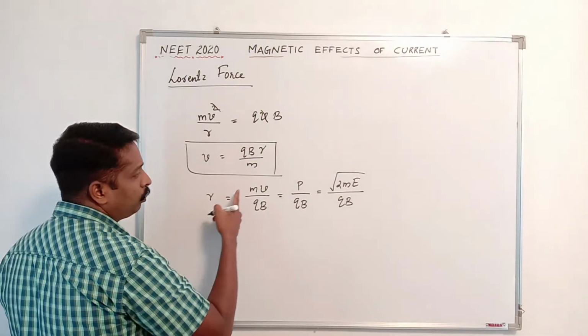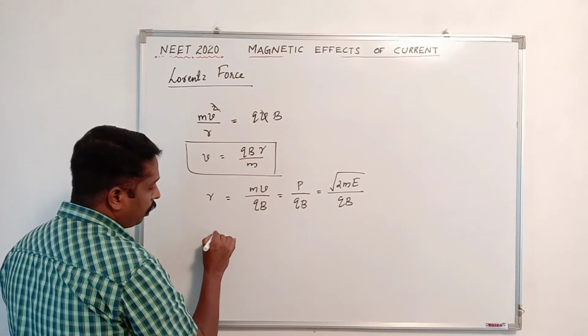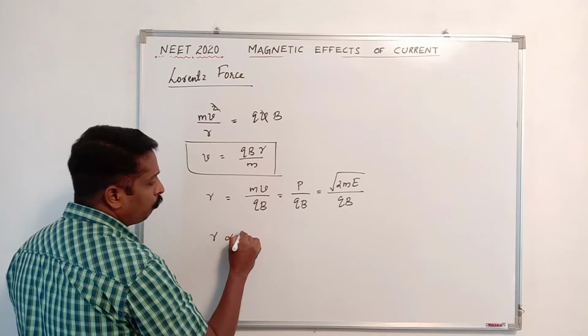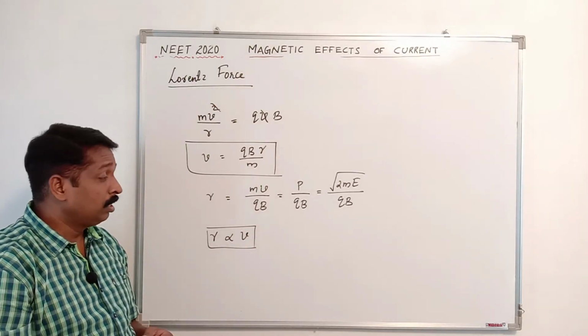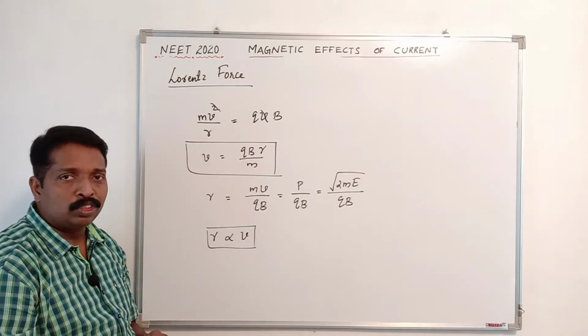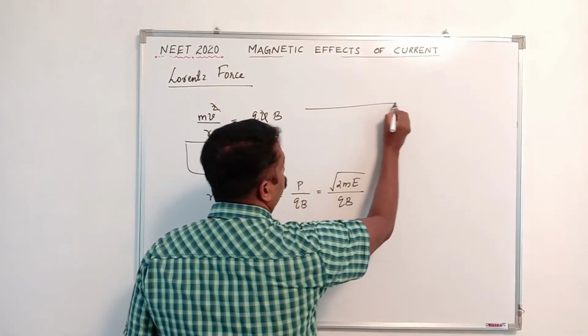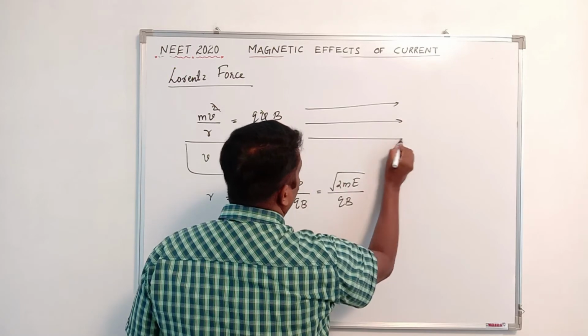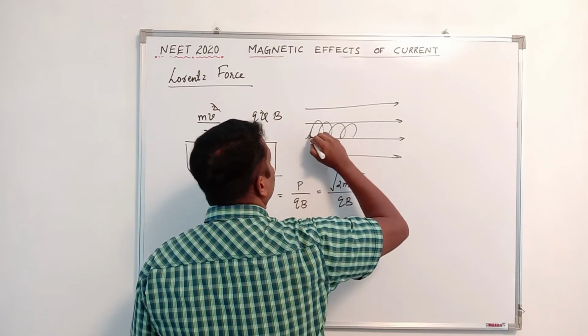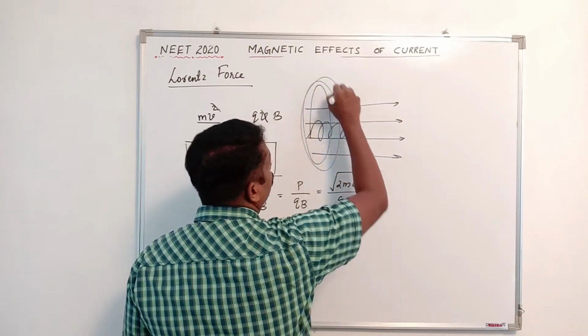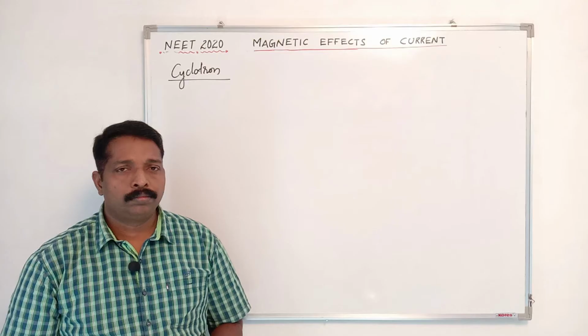Then R is equal to mv by qB. Here we can write R proportional to v for a particular charge. Radius of the circular path is directly proportional to velocity of projection. That means if we project a charge with a small velocity, then the radius will be very small. If we project with a large velocity, then the radius will be very large.